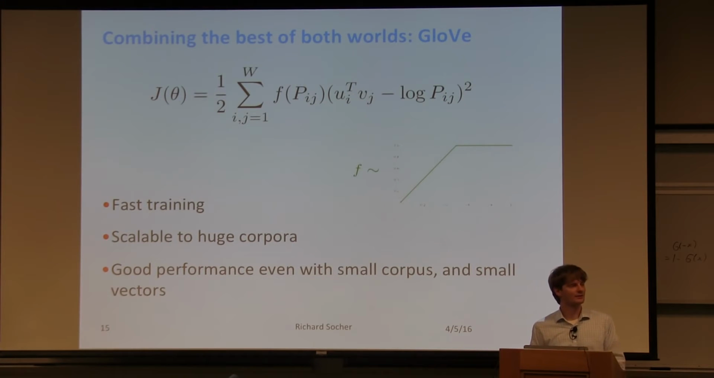I'm sorry, what was the Pij again? These are basically the co-occurrence counts that we started out with when we looked at the SVD-based method.